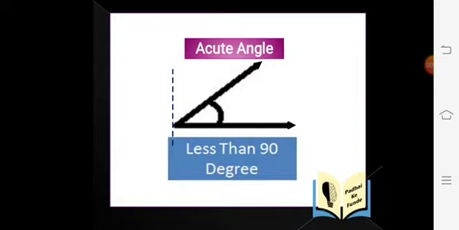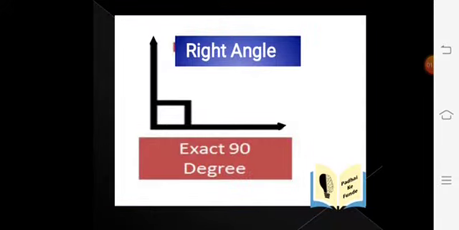The first type is acute angle. As you can see, the given angle is less than the angle of 90 degree here. So the angle that measures less than 90 degree is called as acute angle. Here the given angle measures exact 90 degree. So the angle which measures exact 90 degree is called as right angle.